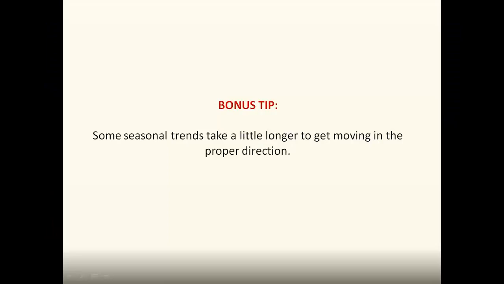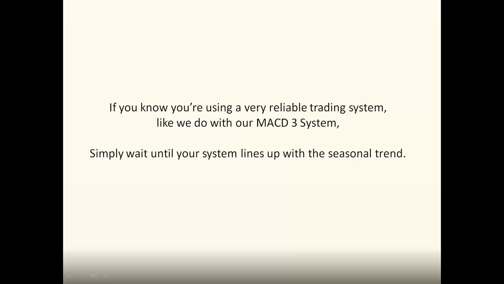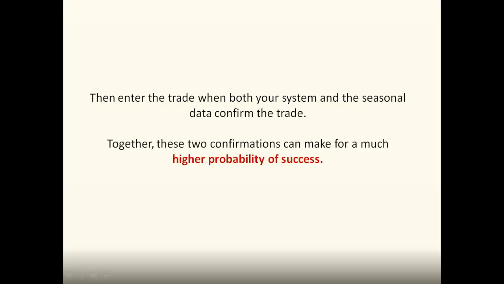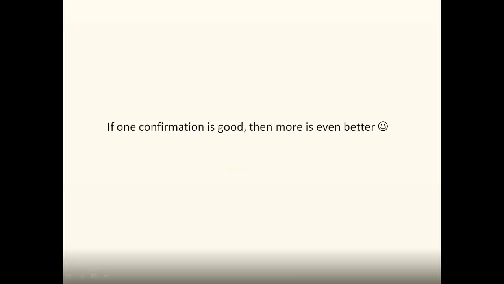Okay, now here's the bonus tip. Some seasonal trends take a little longer to get moving in the proper direction. If you know you're using a very reliable trading system, like we do with our MACD3 system, simply wait until your system lines up with the seasonal trend. Then enter the trade when both your system and the seasonal data confirm the trade. Together, these 2 confirmations can make for a much higher probability of success. If one confirmation is good, then more is even better.